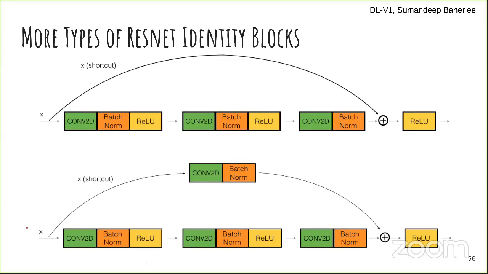And there are other variations. You could skip after 3 layers. Also, you could introduce a linear layer, so this is without ReLU, without non-linearity. So you add a linear function with learnable parameters within the skip connection. So there are other variants.